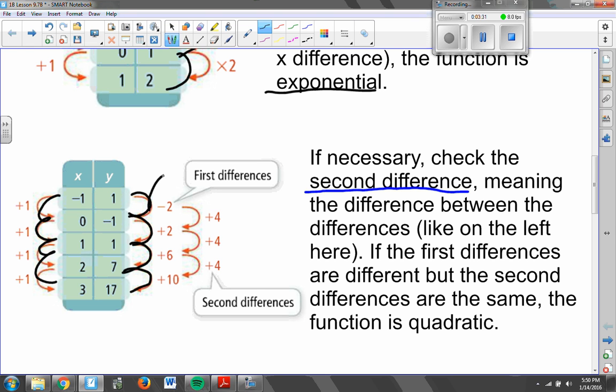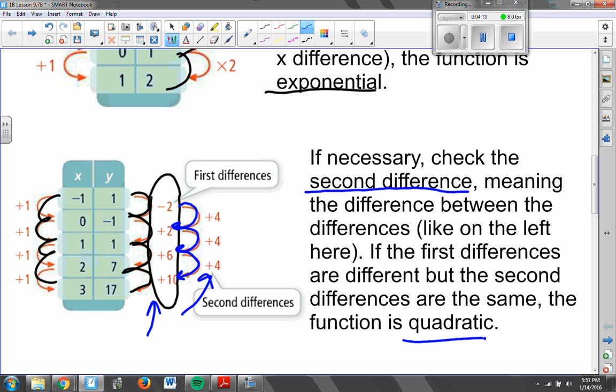So now I look at the second difference, meaning the difference between the differences. So now I'm going to look here at my first differences and decide how that is changing. Well, to go from negative 2 to positive 2, I added 4. To go from positive 2 to positive 6, I added 4. To go from positive 6 to positive 10, I added 4. So every time, I'm adding 4 to the difference in my table. If the first differences are different, but the second differences are the same, the function is a quadratic.